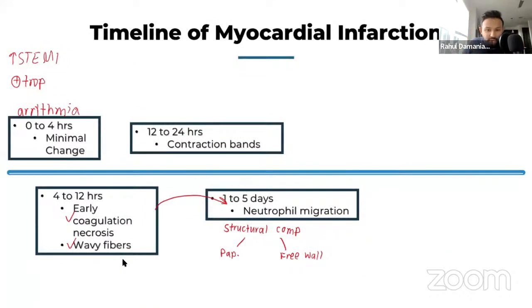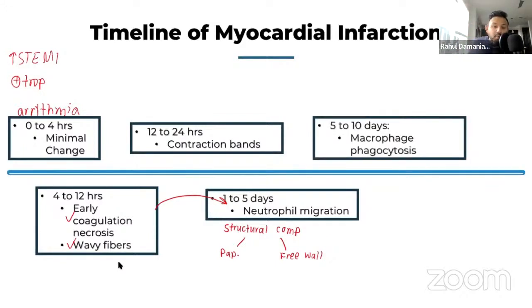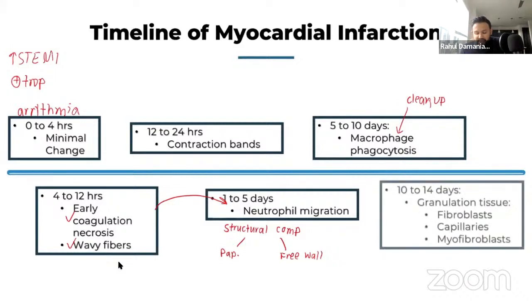But the point here is that as you get coagulation necrosis, the neutrophils come in and they start chomping away on that tissue. Subsequently, I do want to let you know that at the 1 week mark, the macrophages come in. And macrophages are a little bit more calm. They kind of clean up all of the angry stuff that the neutrophils did. And then 10 days or two weeks and beyond, you are going to start developing granulation tissue that is composed of fibroblasts, capillaries, as well as myofibroblasts. And as you get further and further on, you will get a fibrotic scar on your myocardium.